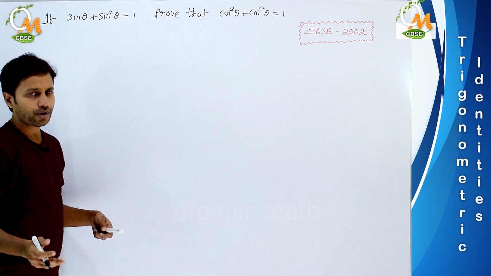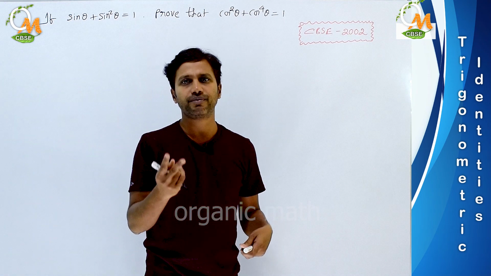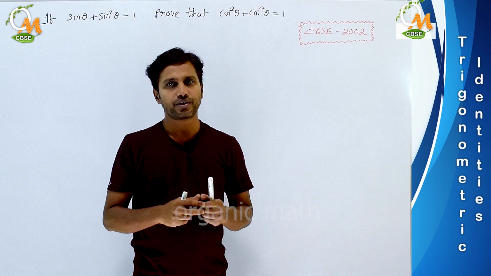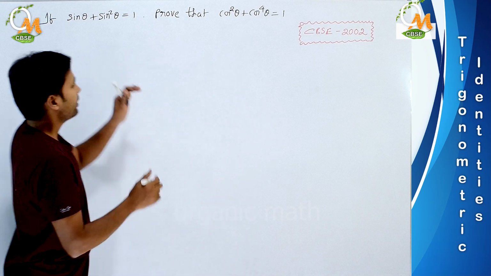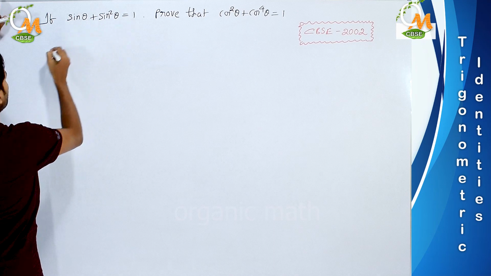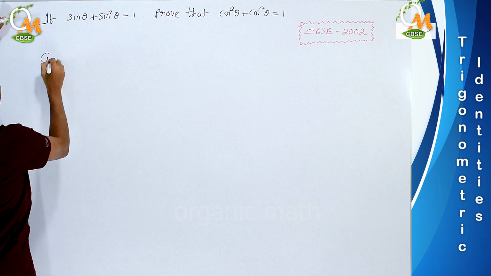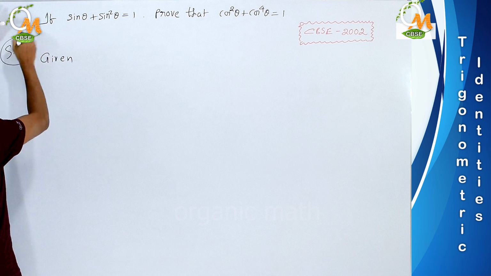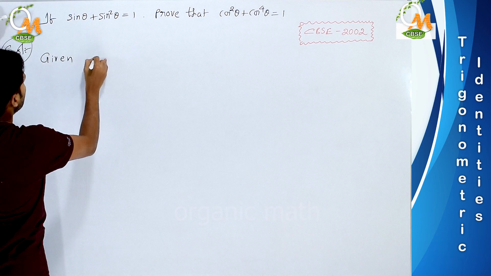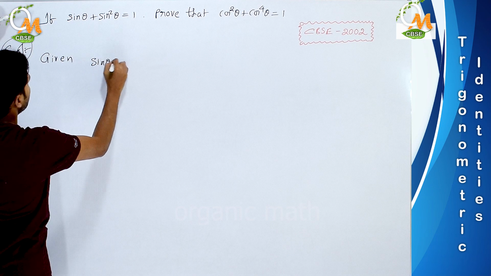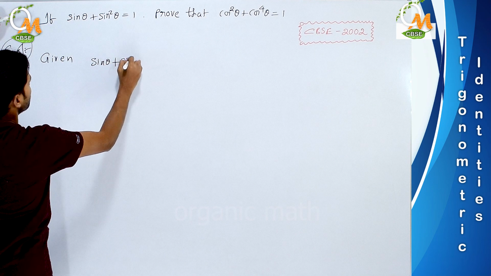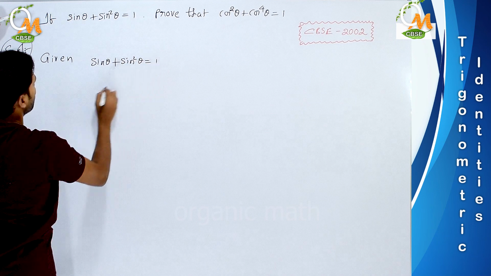It's the simplest problem, not even 2 steps we need to solve this. Just within a fraction of seconds you can solve it. But let me tell you, this is the given condition, and this is the solution. The given condition was sin theta plus sin square theta equal to 1.